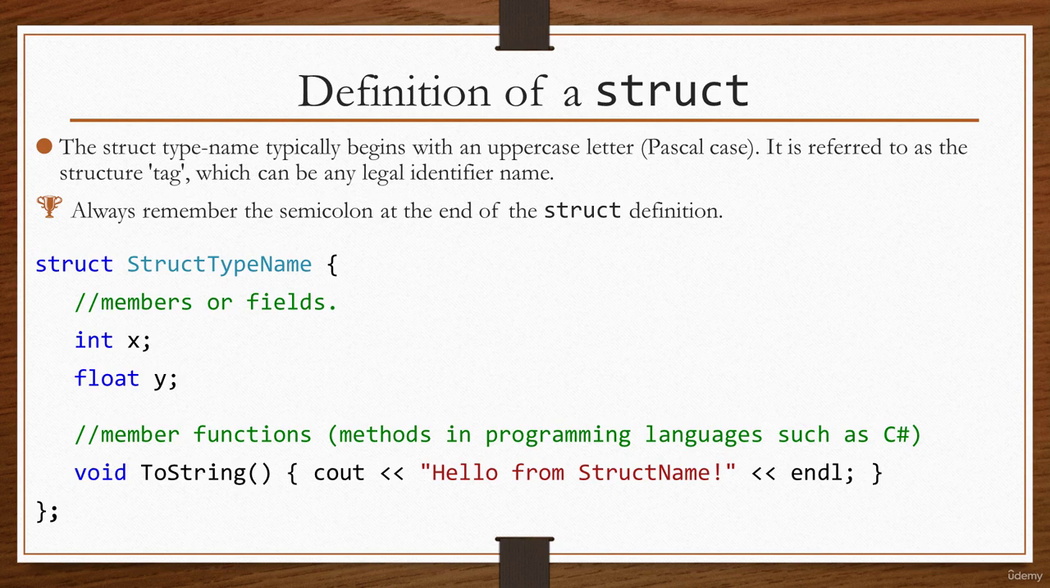The struct type name typically begins with an uppercase letter. This will be the case for all of our custom types, structs, classes, as we'll see in future lessons, and so on. And this is to differentiate our custom types from predefined types, such as int and float, for example. The variable names will, however, use camel case, as with the variables we have discussed so far.